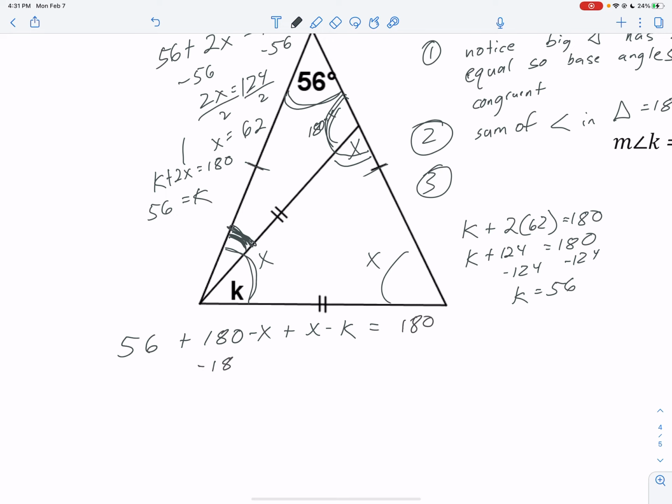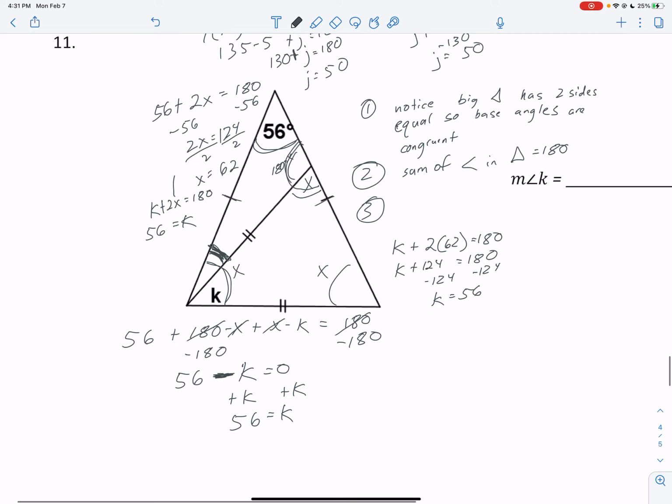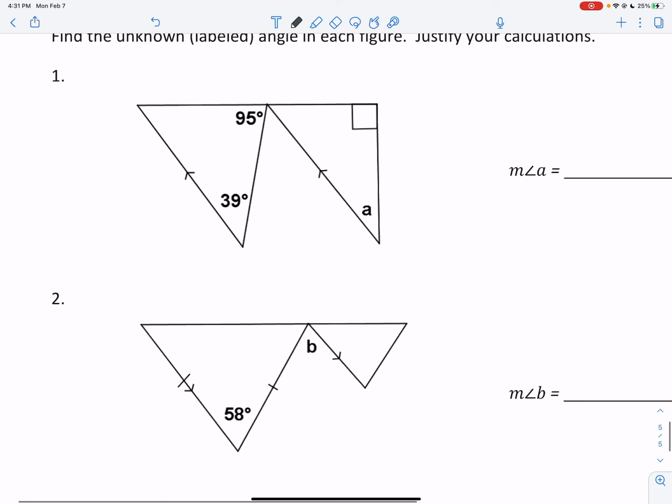So the second I subtract that 180, I suddenly have 56 minus x plus x is 0, so this cancels with that. Honestly, this cancels with that, so I just get 0 on the right side, and I get 56 minus k equals 0. Add k to both sides, and I did this to show you some stuff. Notice I get the same thing. So you have so much freedom in so much of this, so don't second guess yourself too much, okay?